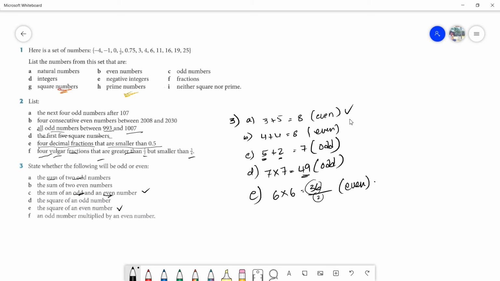Okay, then we have F, an odd number multiplied by an even number. An odd number, let's say 5, is multiplied by an even number, which is 6. You can take any number, so 5 times 6 is equal to 30, so we are going to get an even number. So that's it with exercise 1.1. Now we will move on to exercise 1.2.